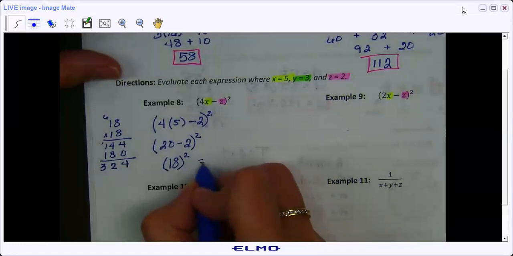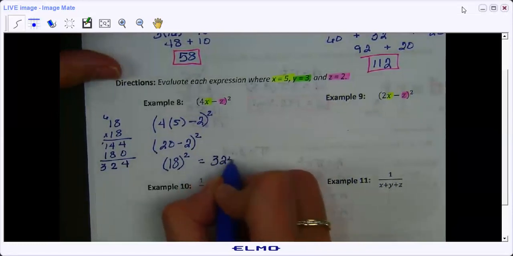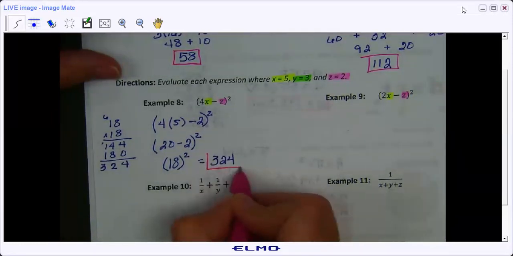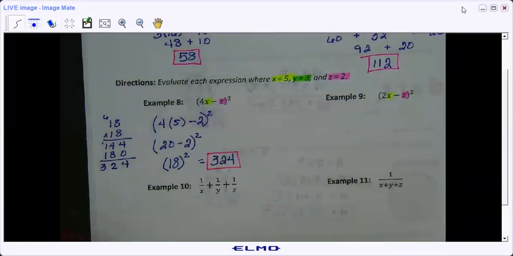And you should get 324. Are there any questions on that one? All right, I want you to work on example 9 on your own.